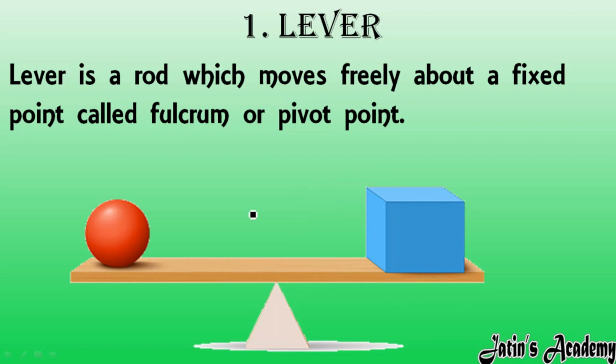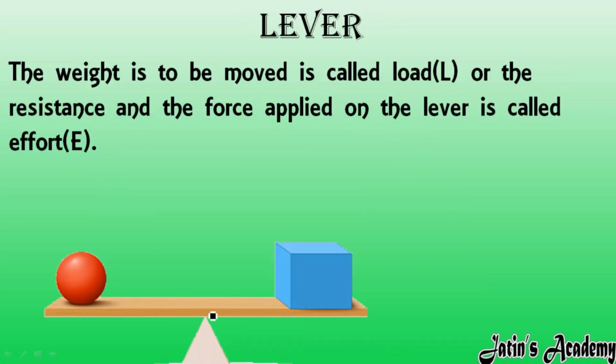Fine. And at one end we are going to apply some effort, and here we are going to place the load. In order to raise any load, we use some load here. Here we are applying some kind of effort, and in the center we have a fulcrum or pivot point. Then afterwards we have the weight to be moved. For example, with this lever, whatever weight you want to move is called load. This is a load. Or the resistance. Load, other name is resistance.